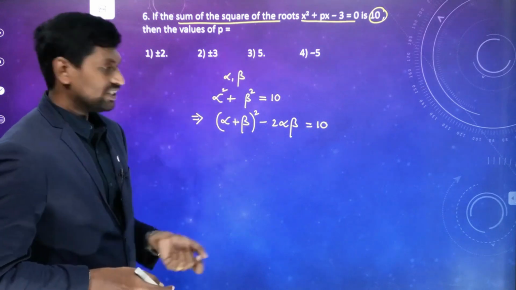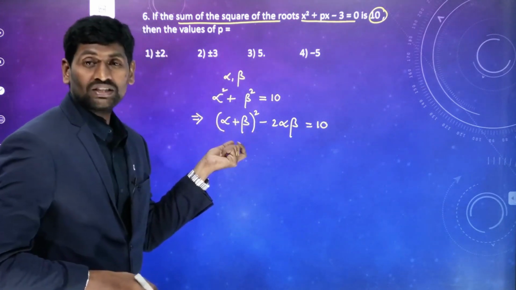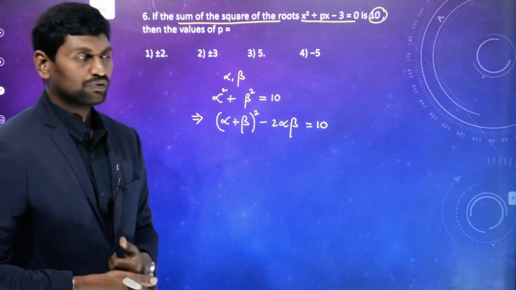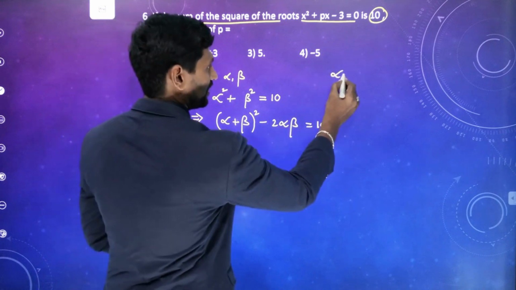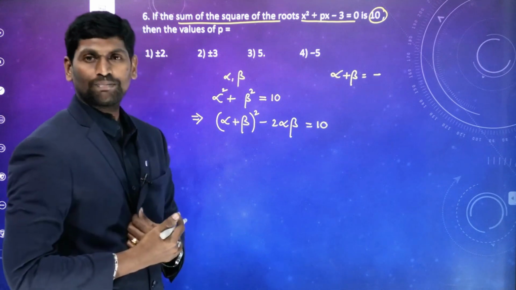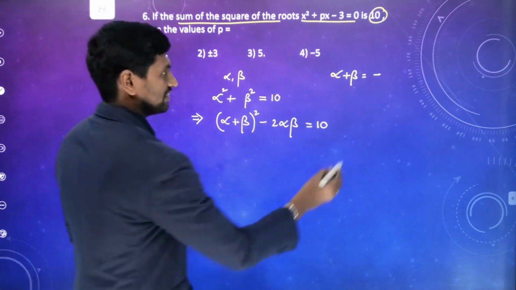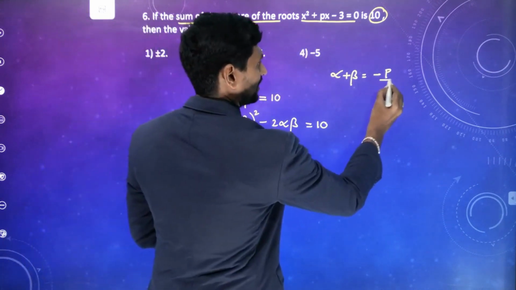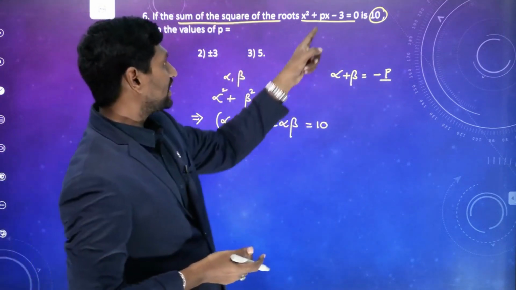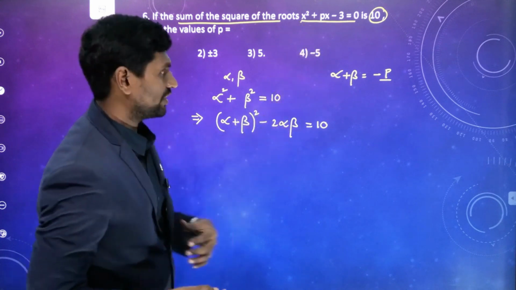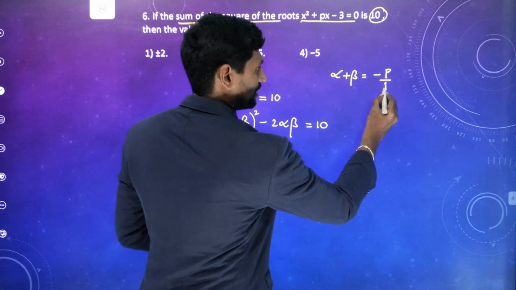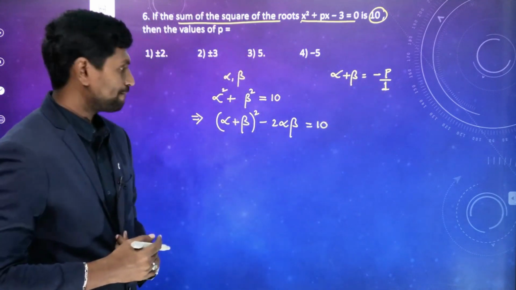Now from the equation, alpha plus beta is the sum of roots, and alpha into beta is the product of roots. So what is alpha plus beta? Minus b by a. In the place of b, we have the variable p. A is the x square coefficient. So what is the x square coefficient here, children? 1. So alpha plus beta value is minus p by 1, which is minus p.